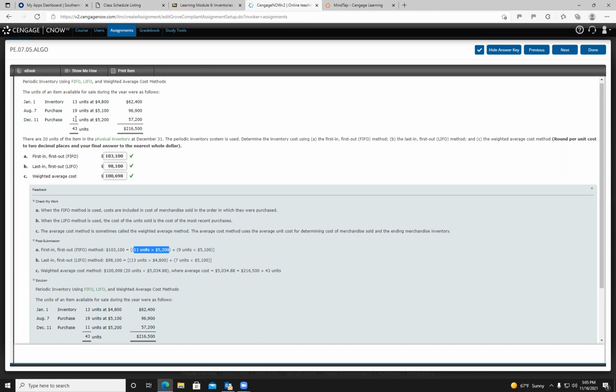So of course, doing our math, if we have 20 units on hand, 11 of them came from the purchase made on December 11th, then the remaining 9 units came from the purchase made on August 7th, $5,100 a unit. So we're going to have 9 units at $5,100. So 11 plus 9 equals 20, and that's how many units we have available. You see that right here.